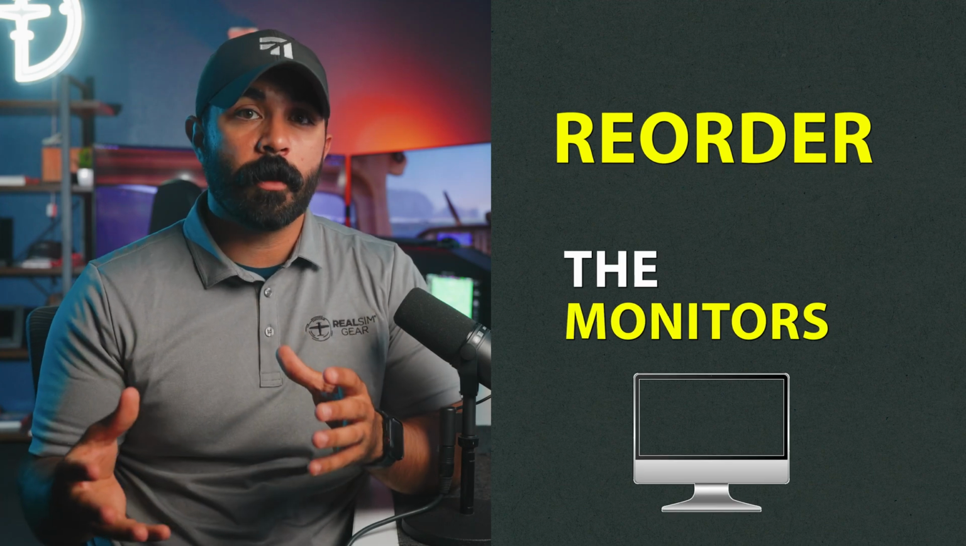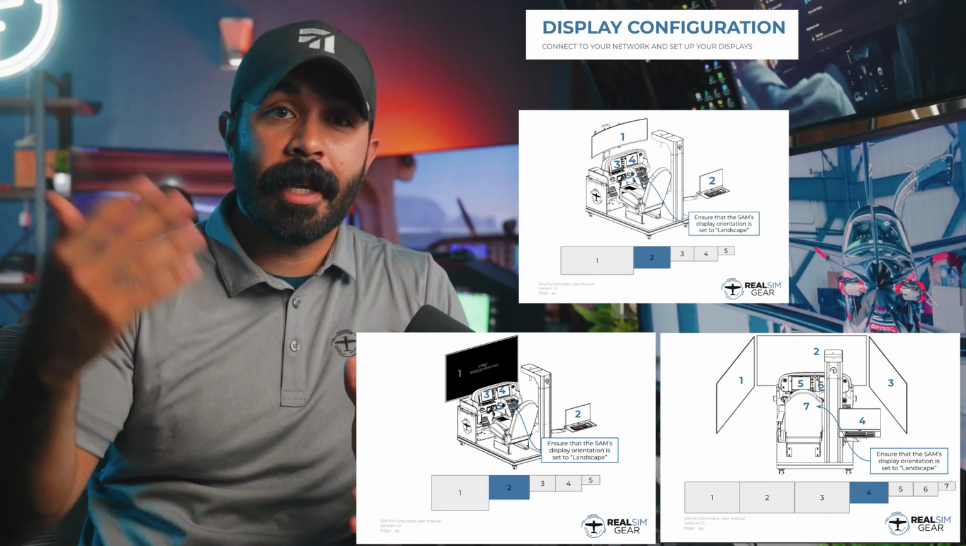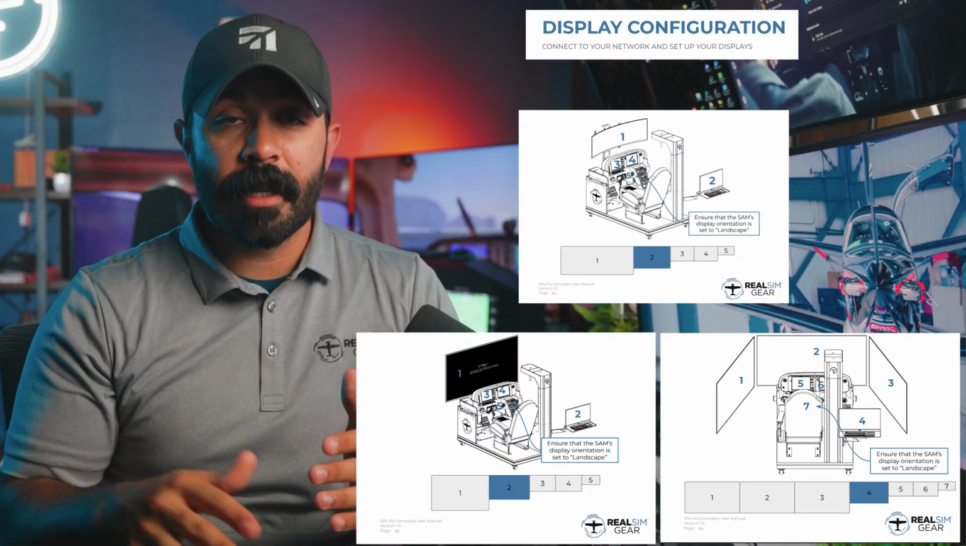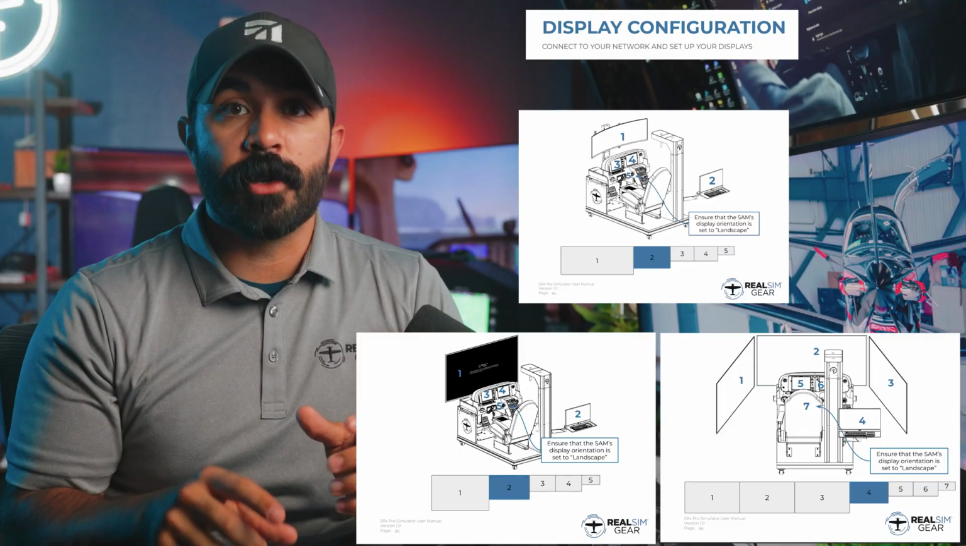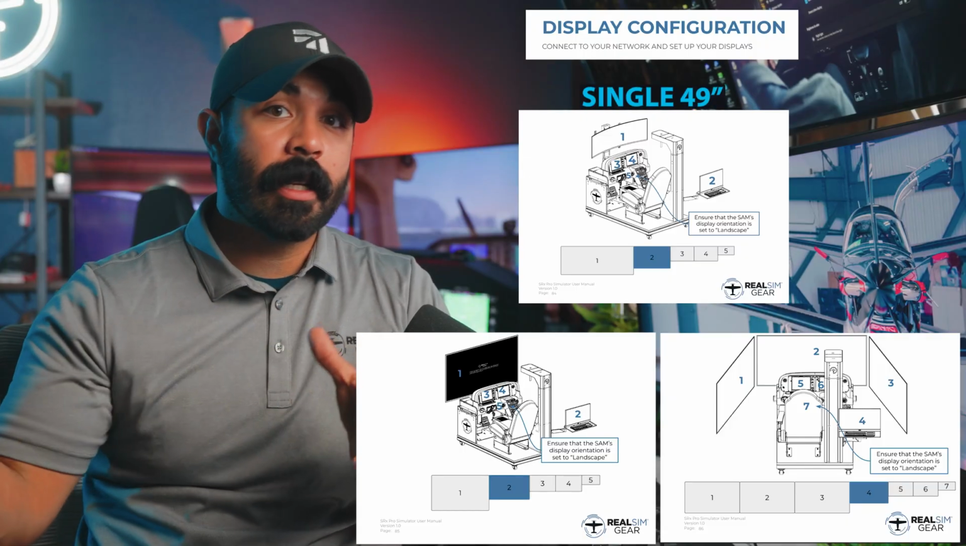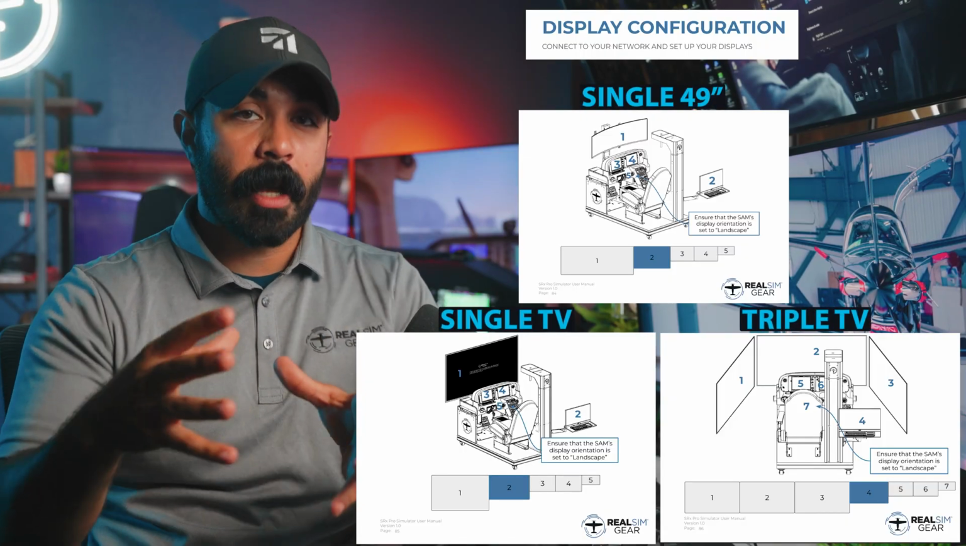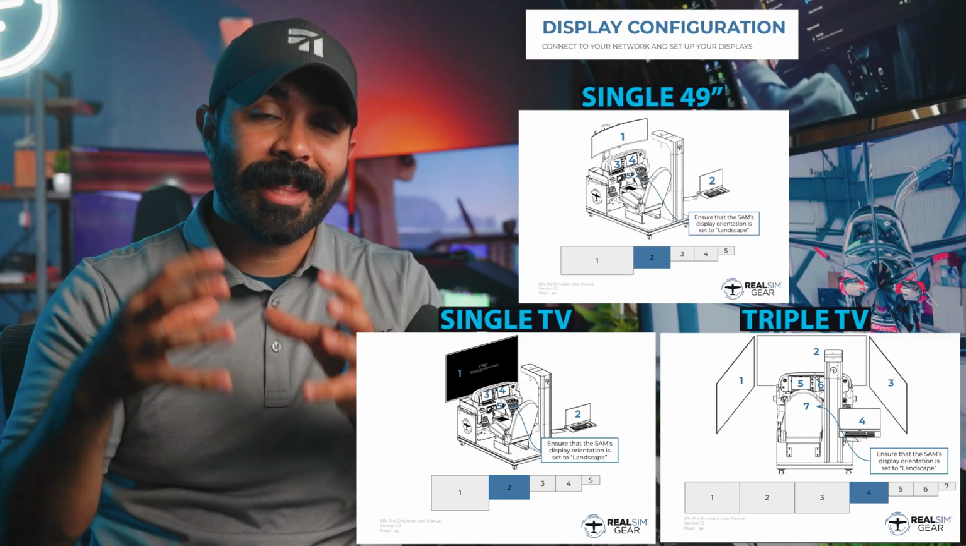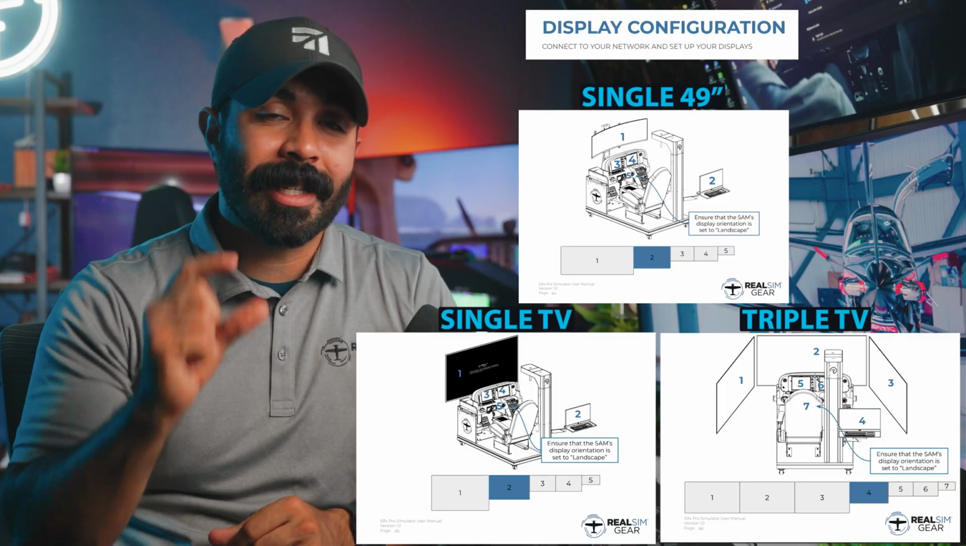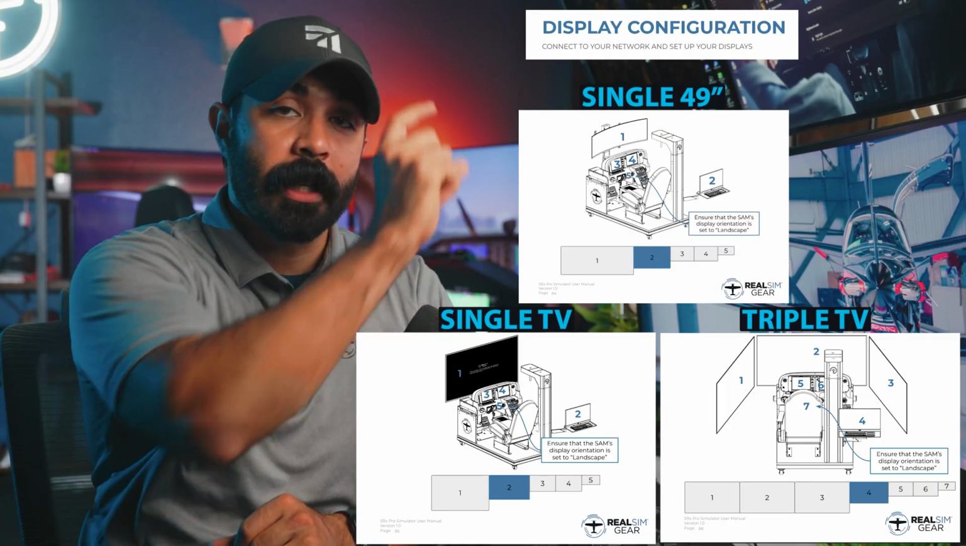Next, we need to reorder the monitors, and this can vary widely depending on what system or hardware you have. We provide a guide for all of our cockpits, and in that guide it has the recommended settings for your specific configuration, whether it's a single 49-inch, 3 TVs, or a single TV. So if you have one of our cockpits, make sure you refer to this guide that comes with your simulator for the exact monitor placement in your display settings.